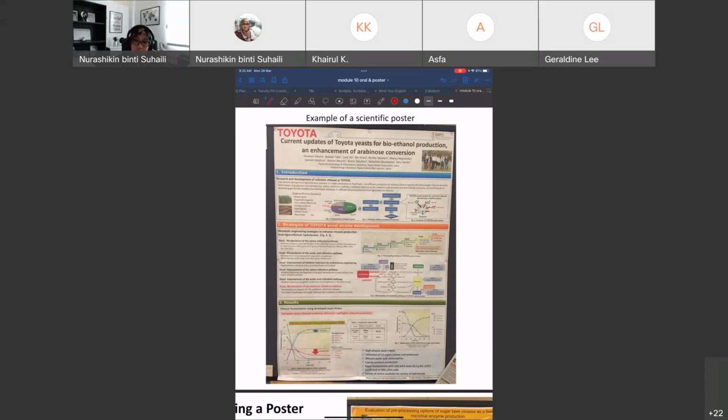You know, Toyota is a car maker. It's a vehicle maker, right? So the company we know is very popular for producing vehicles. But what is interesting is that they also have a biotech division in the company in Japan. Toyota is from Japan, right? So this is the work done by the biotechnology department at Toyota. Can you imagine that?